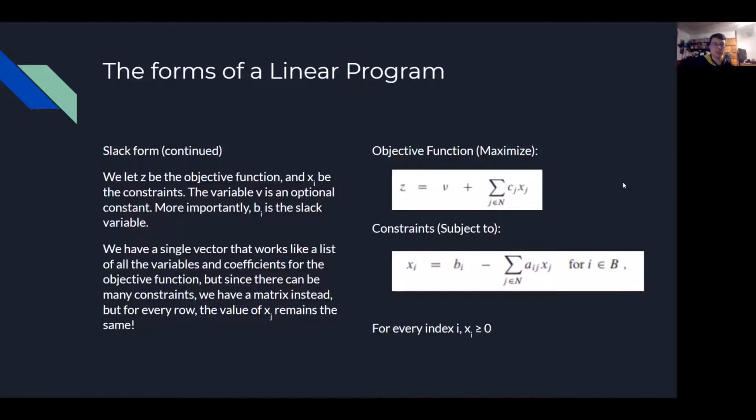And we let z be the objective function to make things simpler for ourselves. And x is another vector of length i to hold all the constraints. So we can have only one objective function, but we can have multiple constraints. And that's why we end up having a matrix down here rather than a single dimension vector. So this ends up covering all possible constraints where the i moves through the rows and the j is the column.